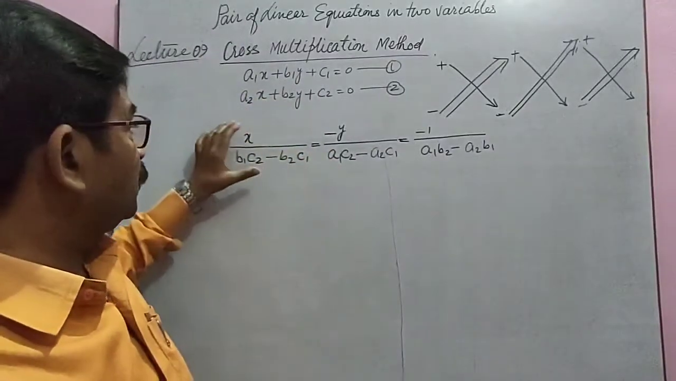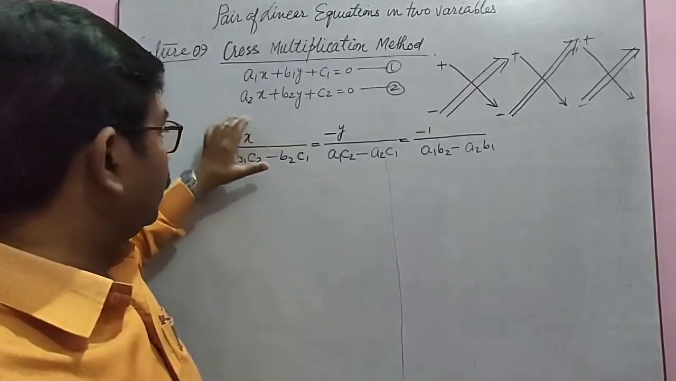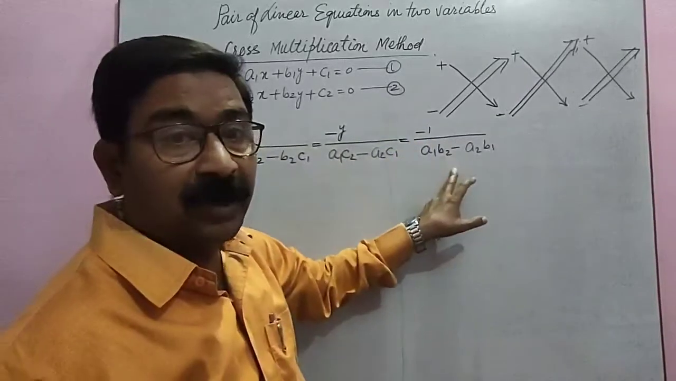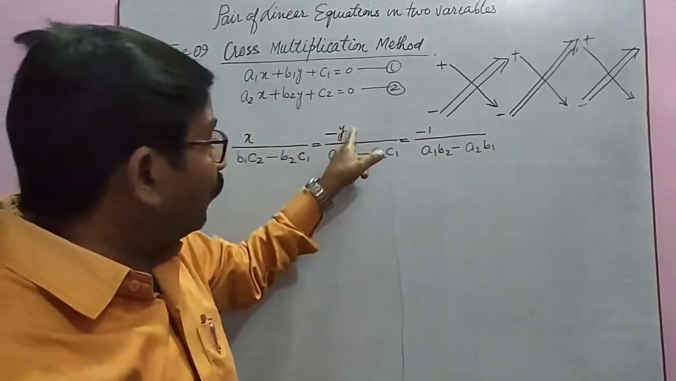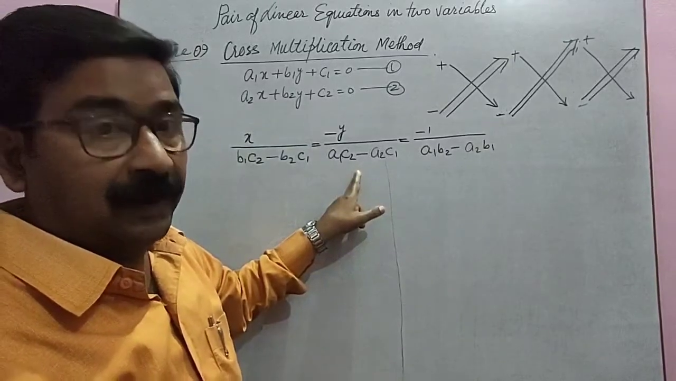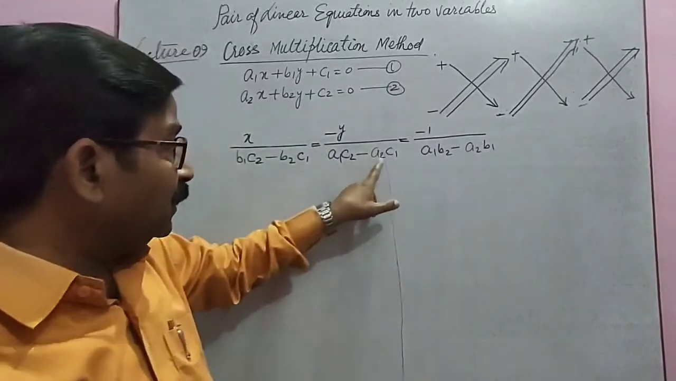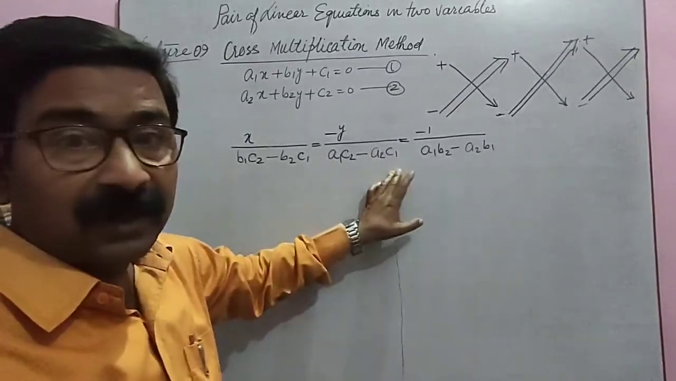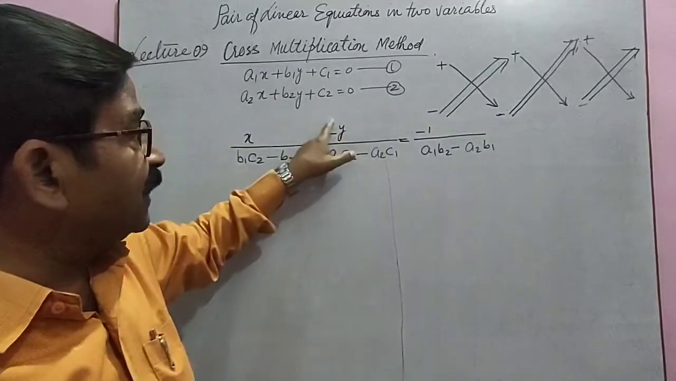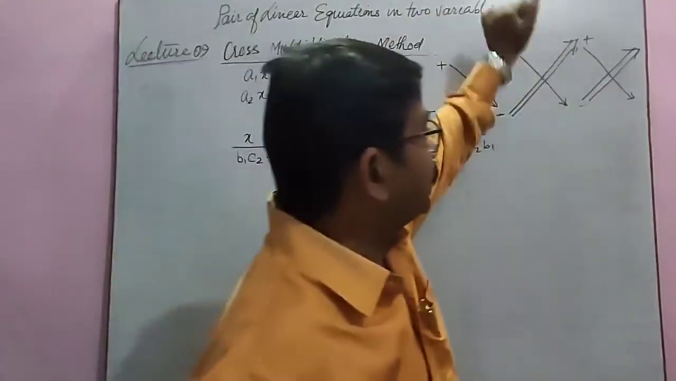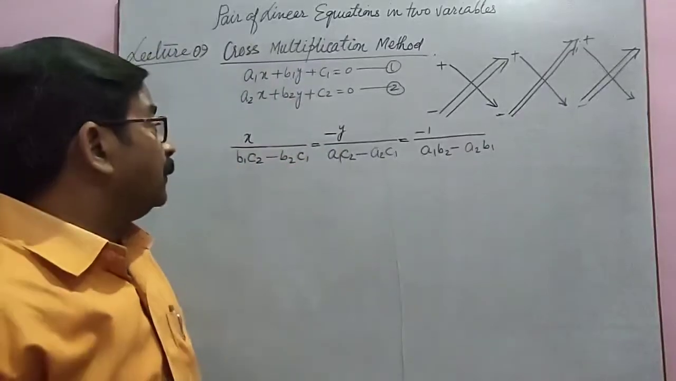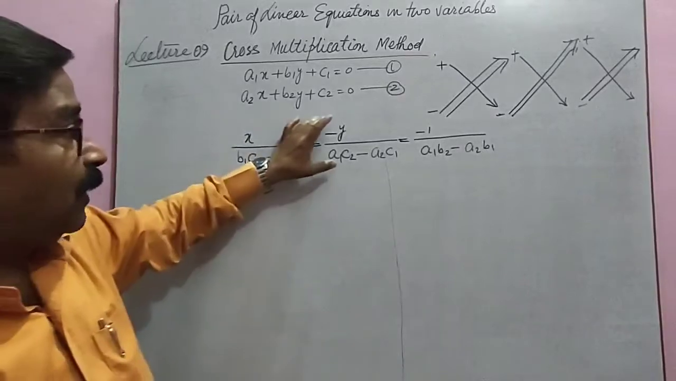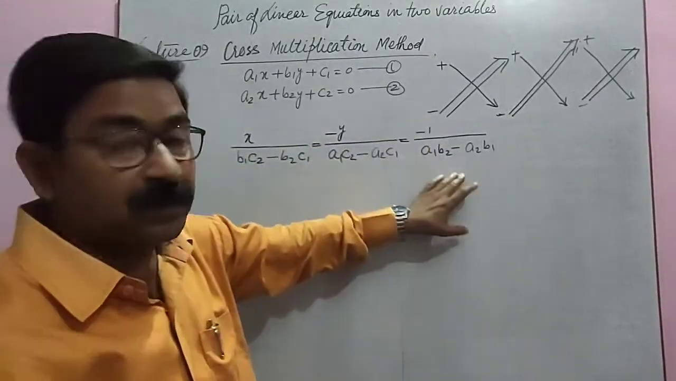Simple thing. First you form this format: x upon something, minus y upon something, minus 1 upon something. Actually this is y upon something in the book, but this is changed to the opposite sign, so a2 c1 is first and a1 c2 is second. I have taken the minus sign common for y, then it becomes in the same direction. All products are in the same direction. Means we have to write x upon something, minus y upon something, minus 1 upon something.